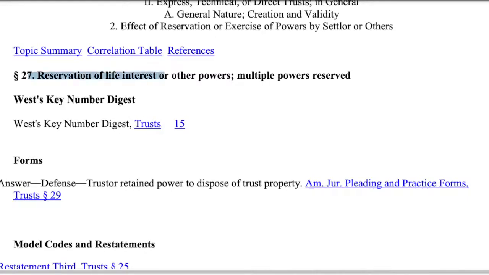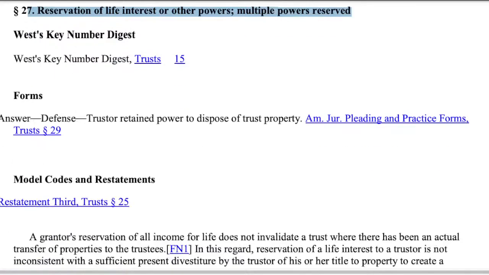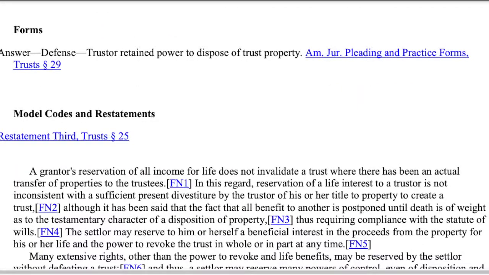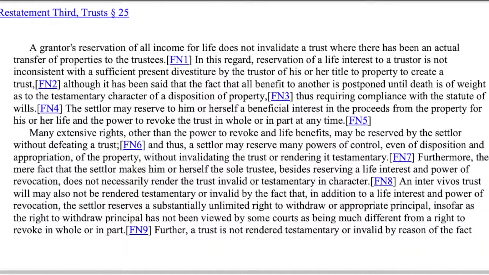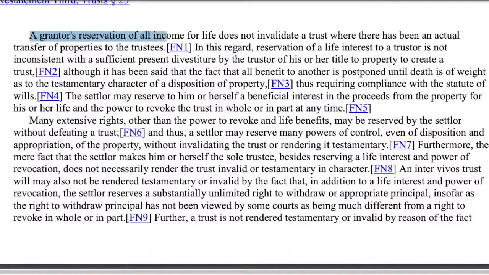And we're at the reservation of life interest or other powers, multiple powers reserved. So this goes here. The model codes and Restatements, the Third, Trusts, section 25. A grantor's reservation of all income for life does not invalidate a trust where there has been an actual transfer of properties to the trustees. In this regard, the reservation of a life interest to a trustor is not inconsistent with a sufficient present divestiture by the trustor of his or her title to property to create a trust.